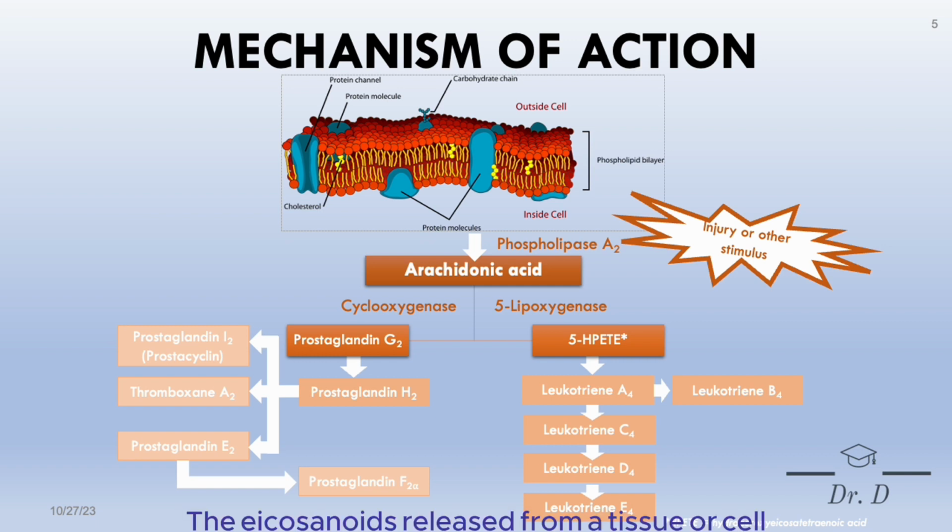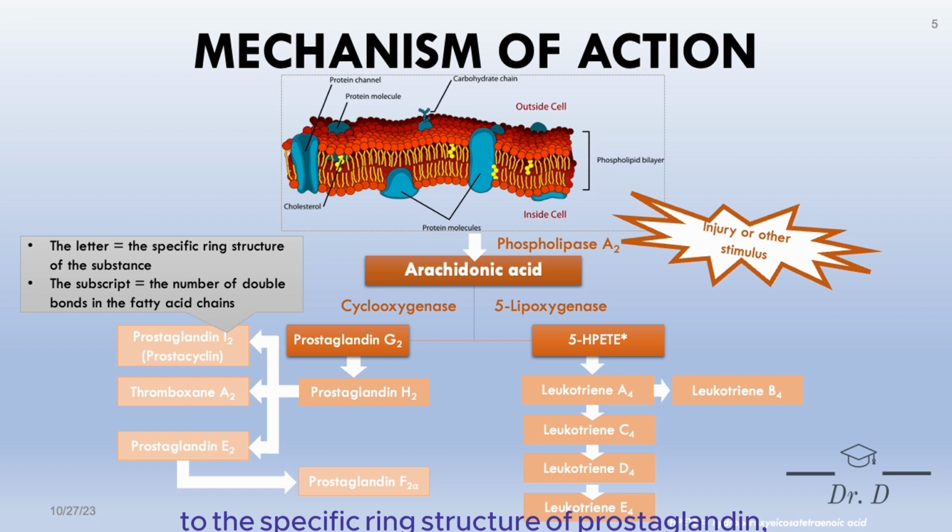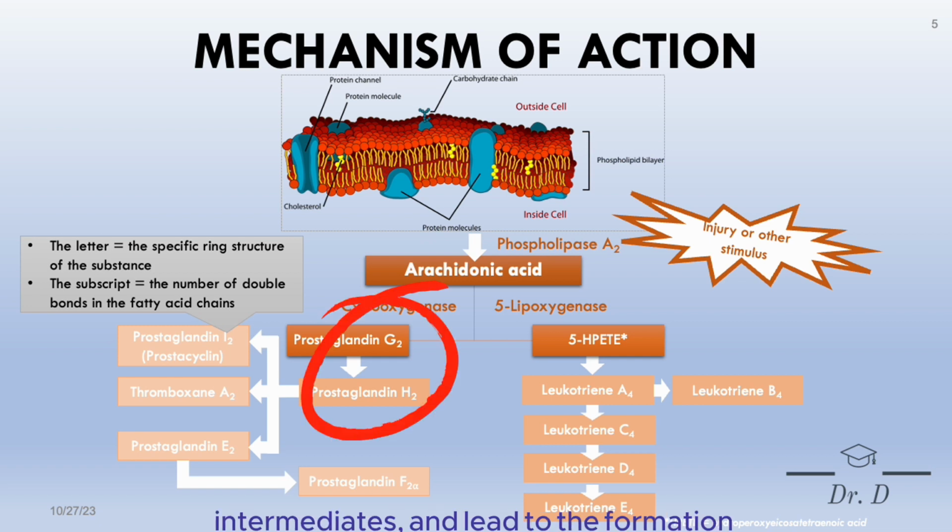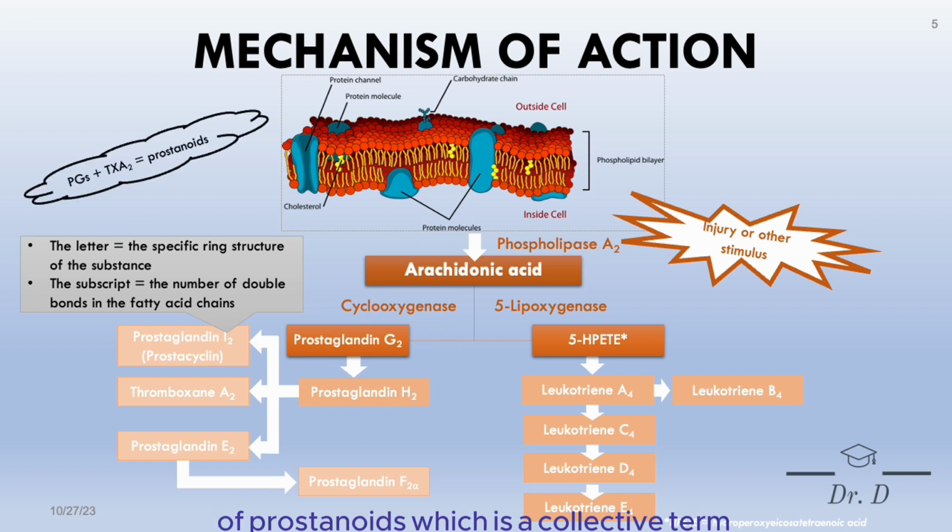The eicosanoids released from a tissue or cell will depend on the particular set of enzymes contained within the cell. For completeness' sake, the letter refers to the specific ring structure of prostaglandin, and the subscript refers to the number of double bonds in the fatty acid chains. Prostaglandin G2 and H2 are unstable intermediates and lead to the formation of prostanoids, which is a collective term for prostaglandins and thromboxanes.